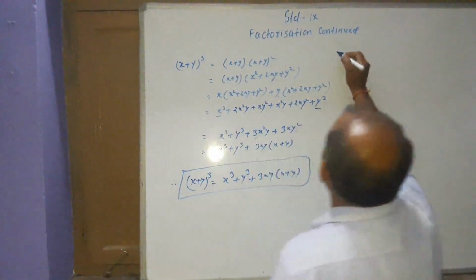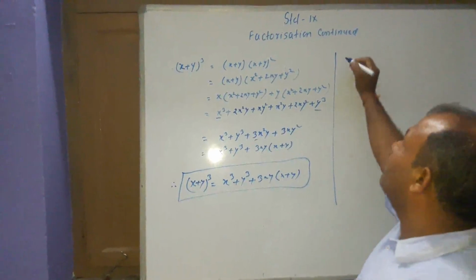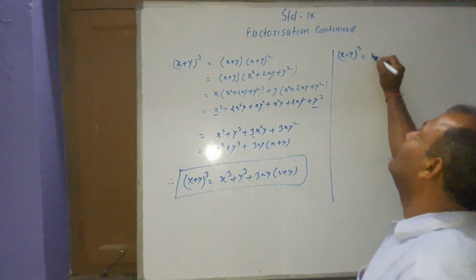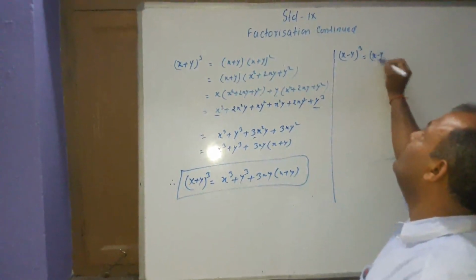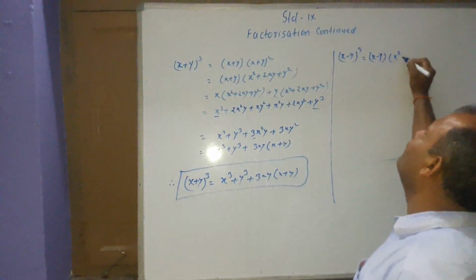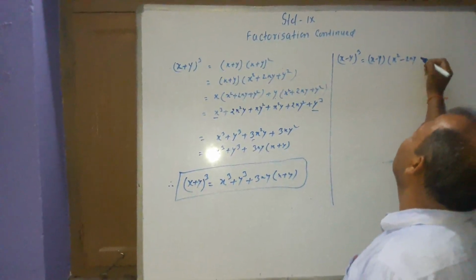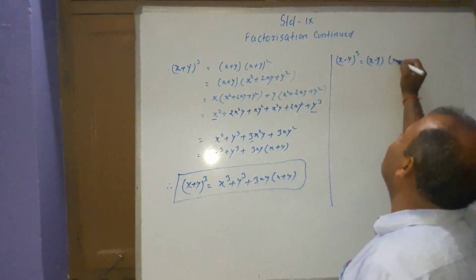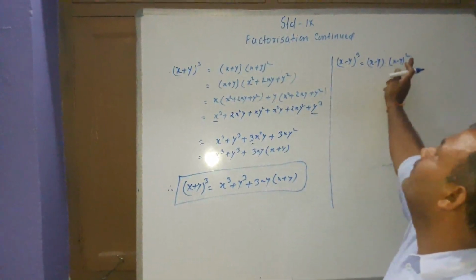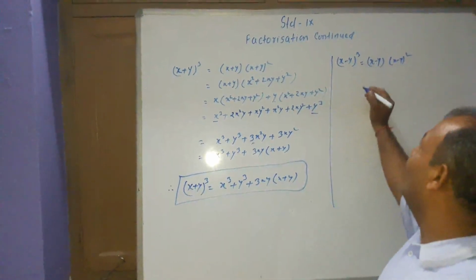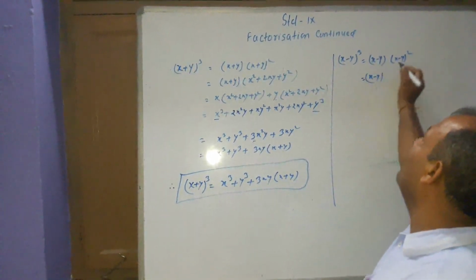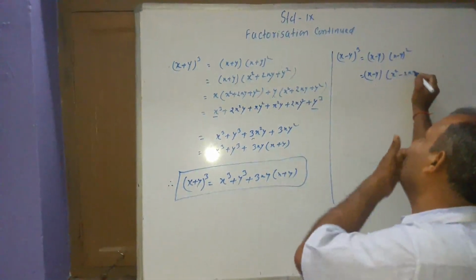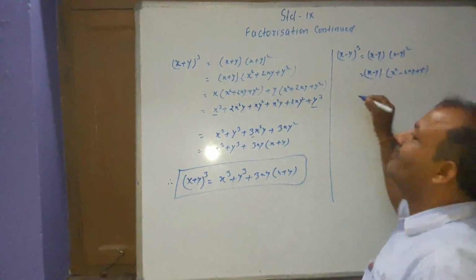Now see another identity, that is cube of x minus y. We get x minus y into x square minus 2xy plus y square. You may write at first x minus y square. 1 and 2, that is 3. Now we have to expand the square of x minus y. You already know it will be x square minus 2xy plus y square.